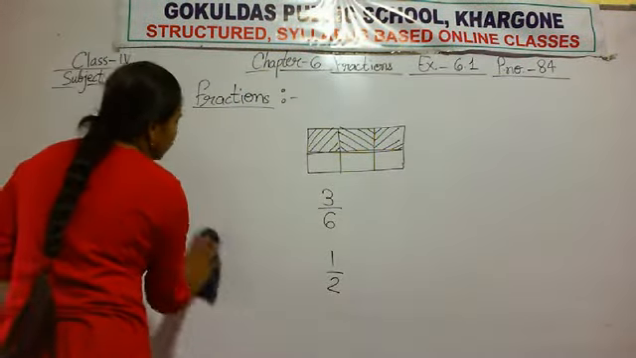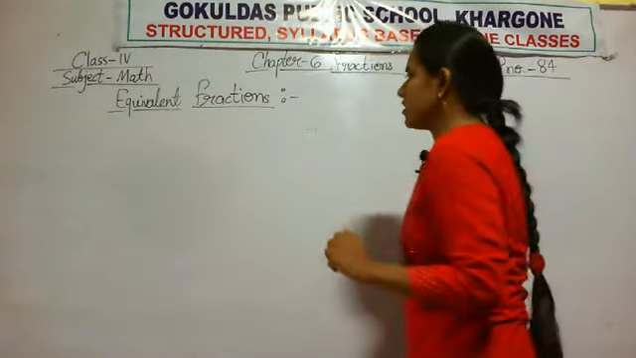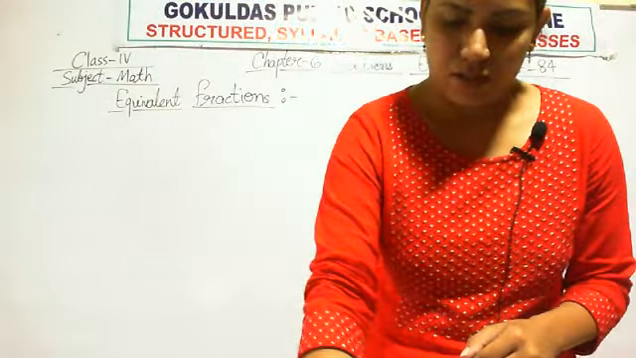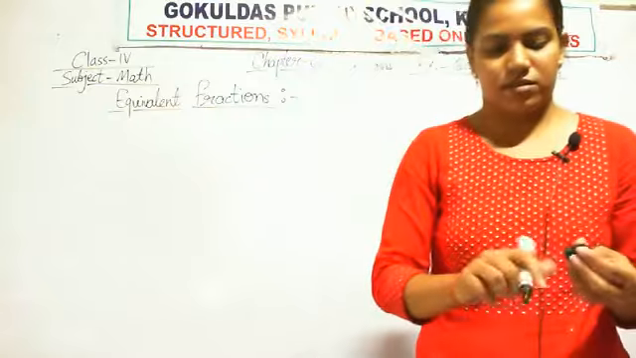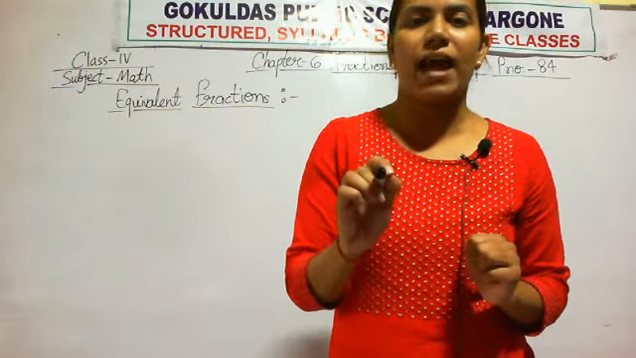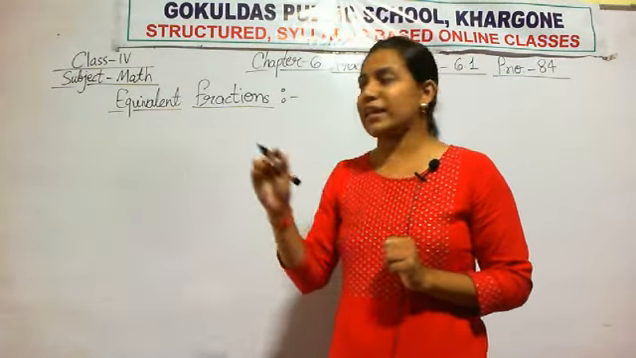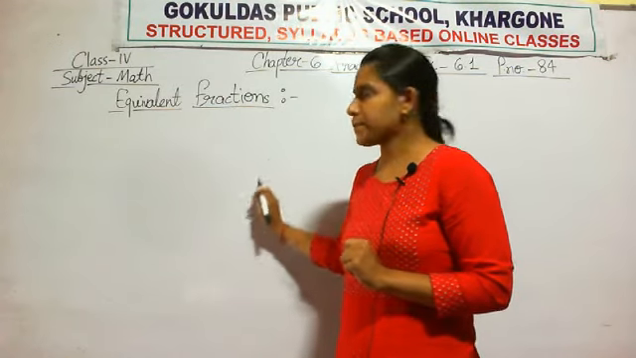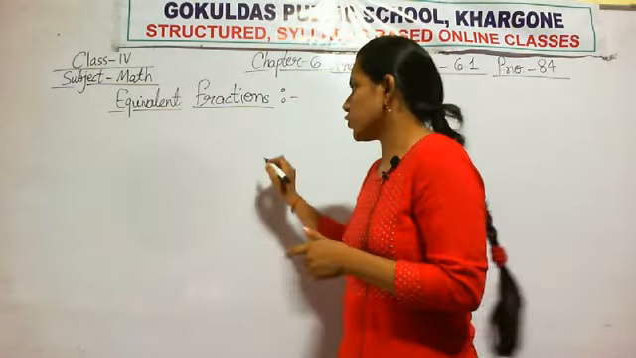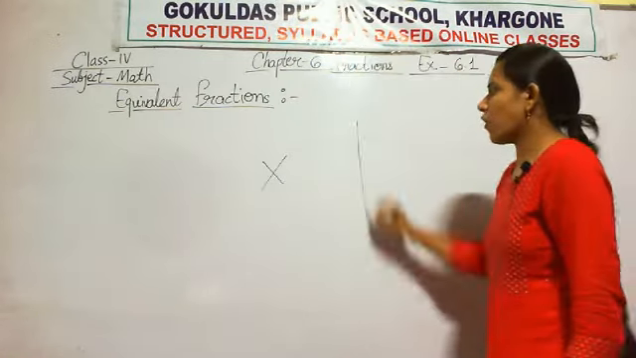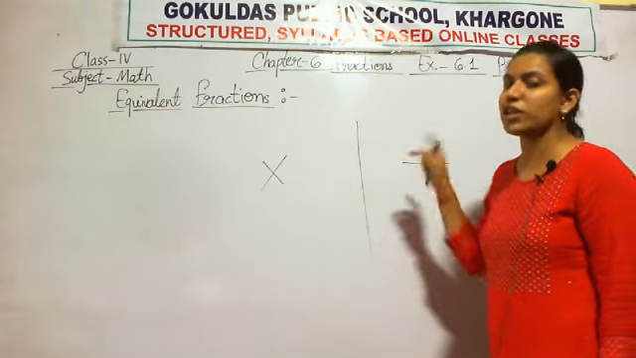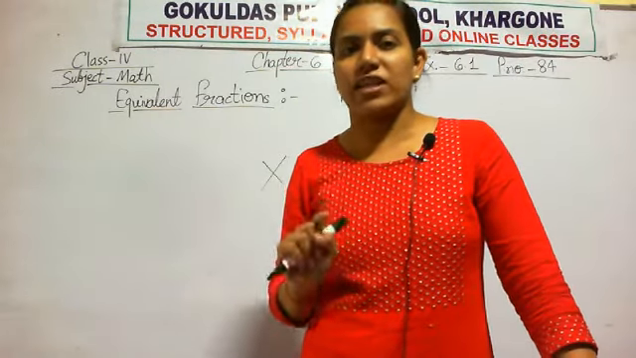Now the next point is, if any fraction is given, how to make an equivalent fraction. To make any fraction equivalent, there are some rules. The first rule is that you can multiply or divide the numerator and denominator by a number to make a fraction equivalent. You can use only two operations, either multiplication or division.